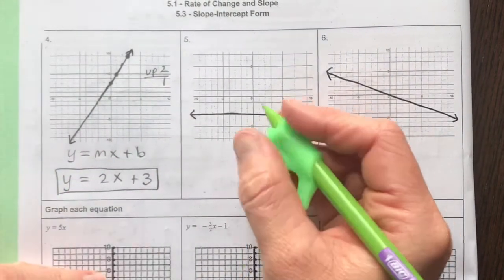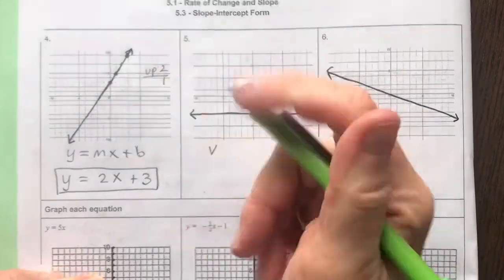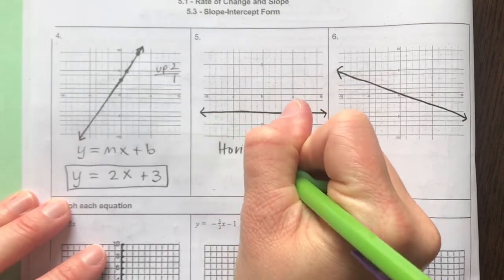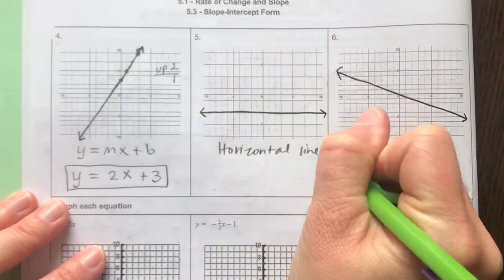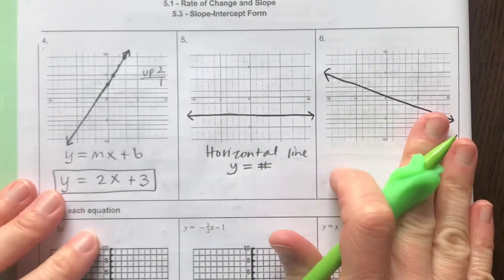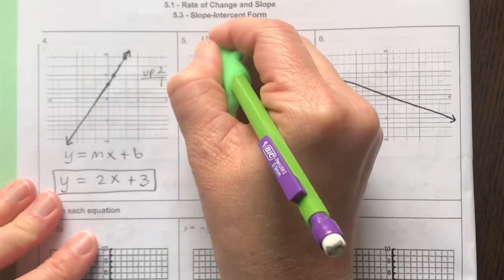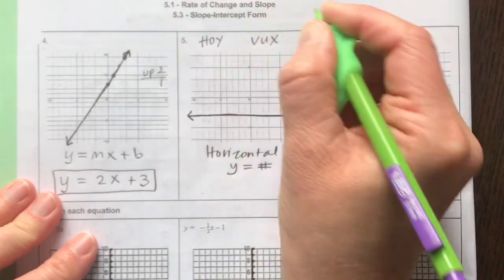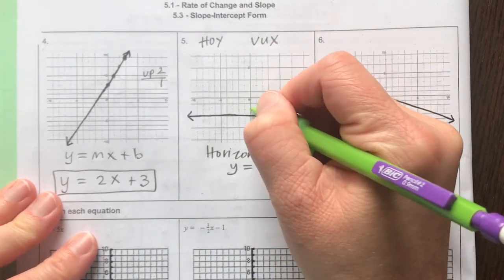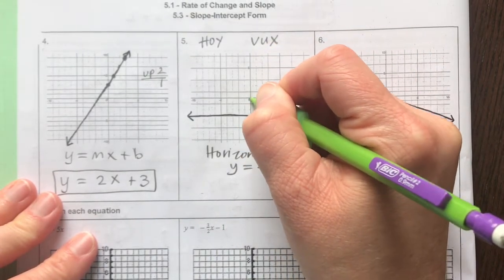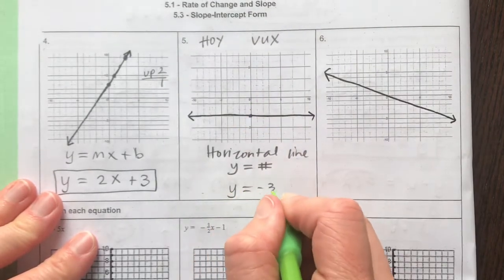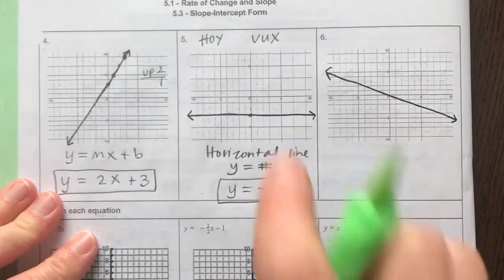This function here is a horizontal line. And horizontal lines are y equal to a number. And I have a phrase that helps me remember that: HOVU. So I know this is a horizontal line that's going to be y equal to a number. All I need to do is count and see what that number is. So from 0, it's going down 3. So y is equal to -3 would be the function of this line.